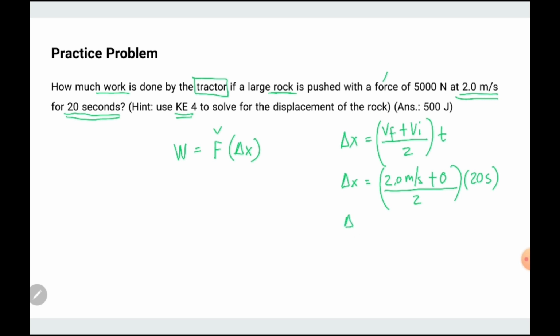Okay. So my displacement will be 2 divided by 2, that is 1 meter per second, multiplied by 20 seconds. So my displacement will be, I get to cancel the seconds, 1 times 20 is 20 meters.